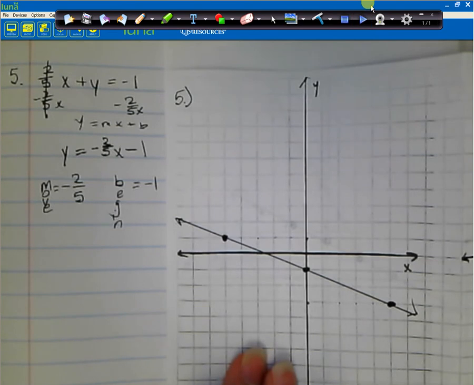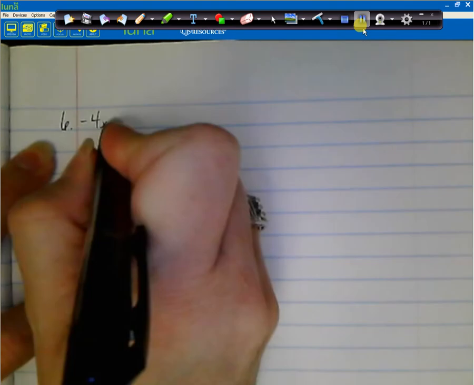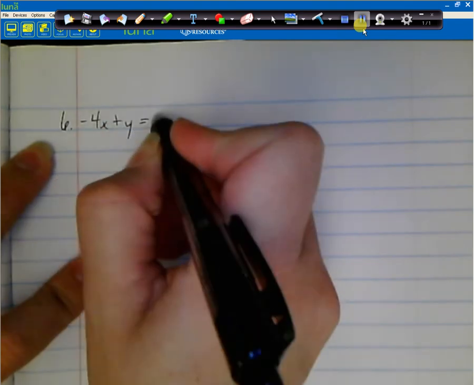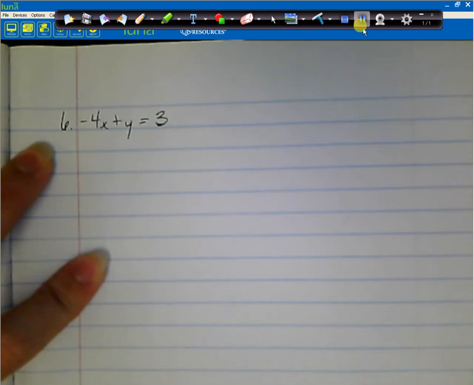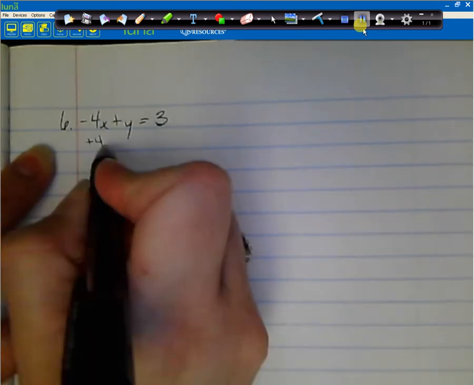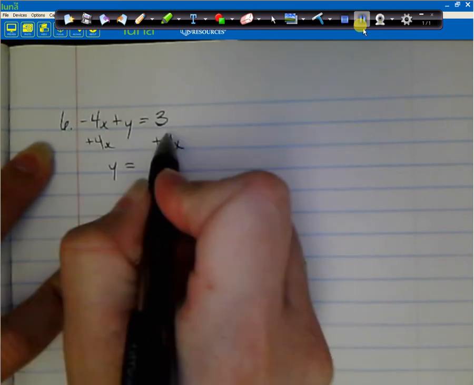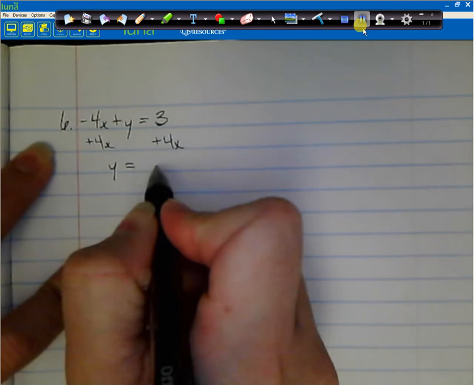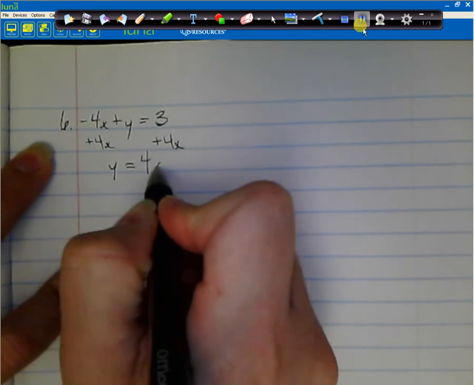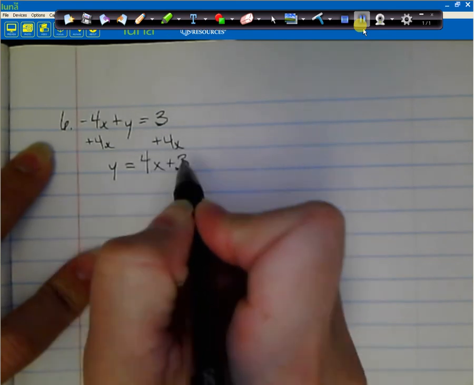All right, let's do number 6. Number 6 says negative 4x plus y equals 3. Negative 4x plus y equals 3. So again, I'm getting y by itself, so the first thing I'm going to do is add 4x on both sides. That leaves me with y equals 4x and 3 are not like terms, they will not combine. So I'm going to say 4x plus 3.